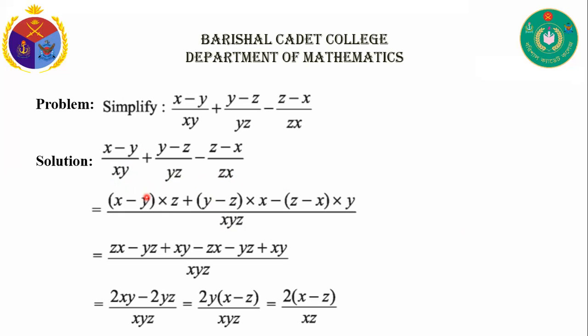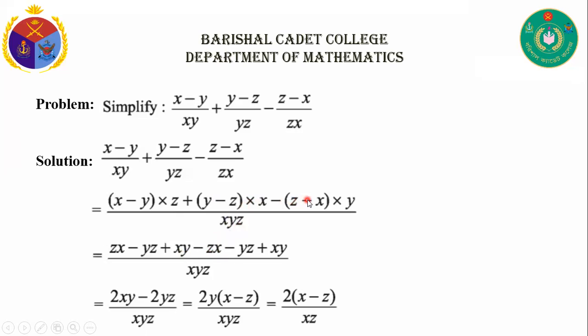So first we have to find the quotient of the first fraction. For the first fraction we have denominator xy and here the denominator is xyz. So xyz divided by xy is z. So the quotient is z. We multiply quotient z into the numerator, that is x minus y. So x minus y into z is zx minus yz. Similarly, the quotient of the second fraction is x and we multiply x into the numerator y minus z, that is xy minus zx.